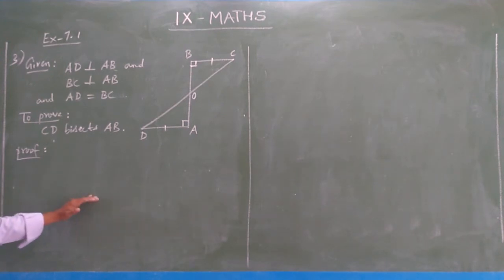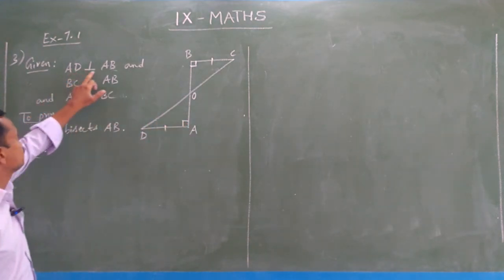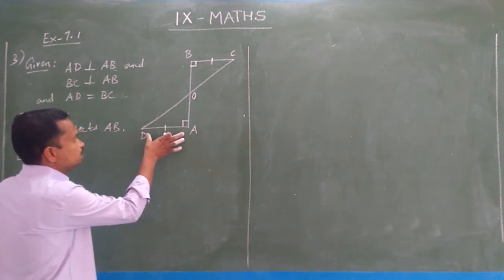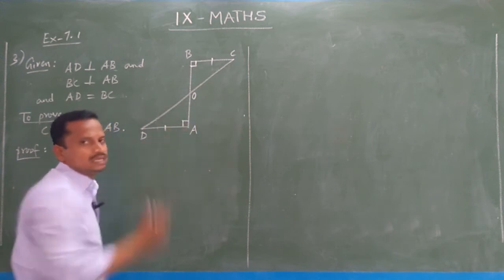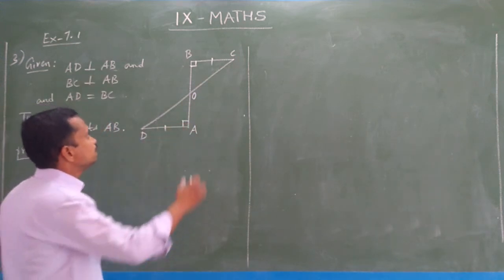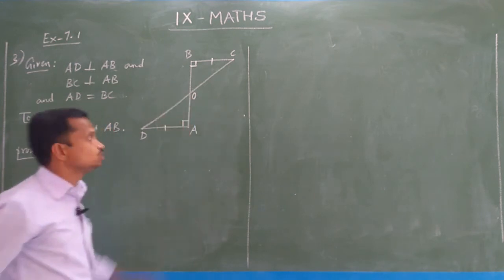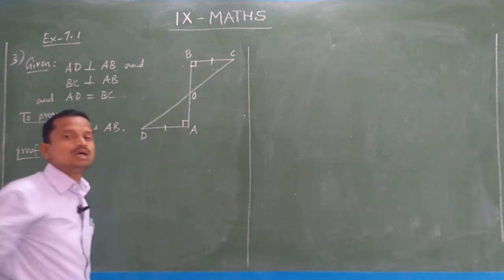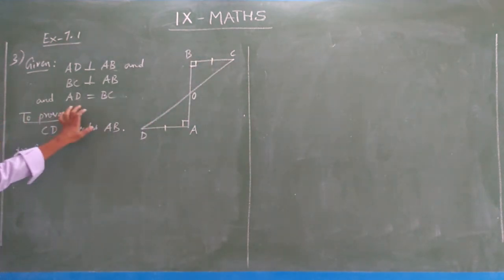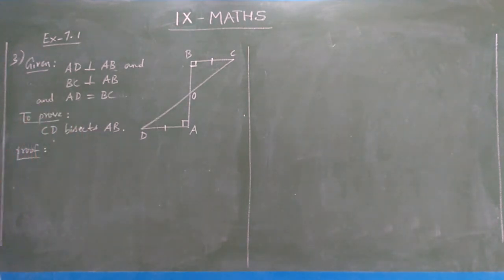Now coming to question number 3. This is the diagram given there. AD is perpendicular to AB. This AD and this BC are both perpendicular to the line segment AB. That is what is given. And C and D are joined. They meet AB at O. This is what they have given. And BC and AD, these two are equal. They are equal perpendiculars, like that they have given.